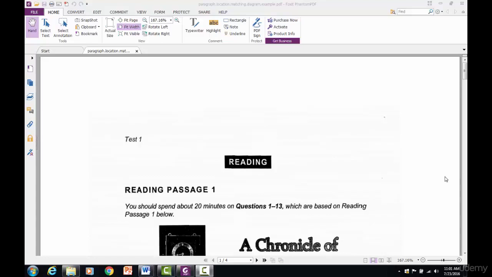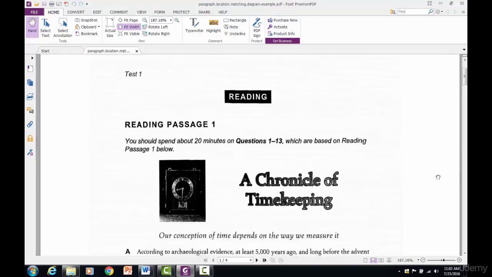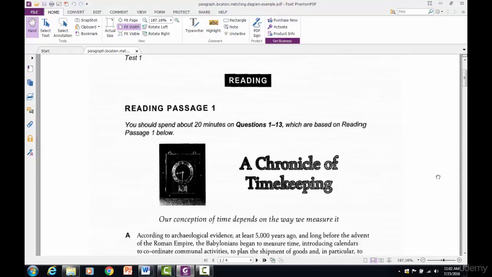Okay, everyone. So let's go ahead and go through how to do a matching question. And we're looking at reading passage one.